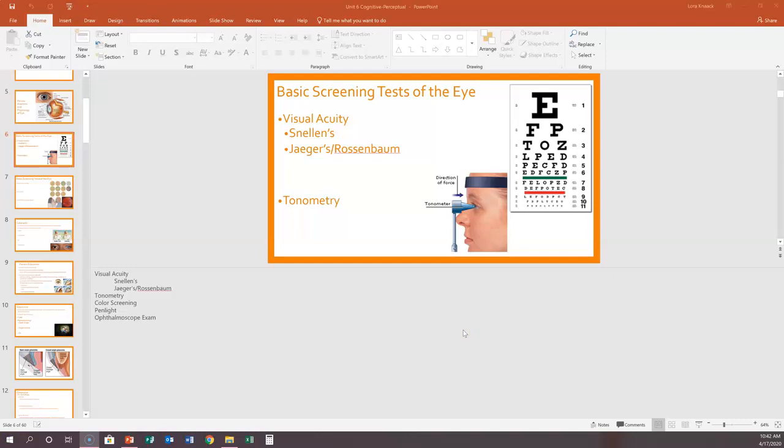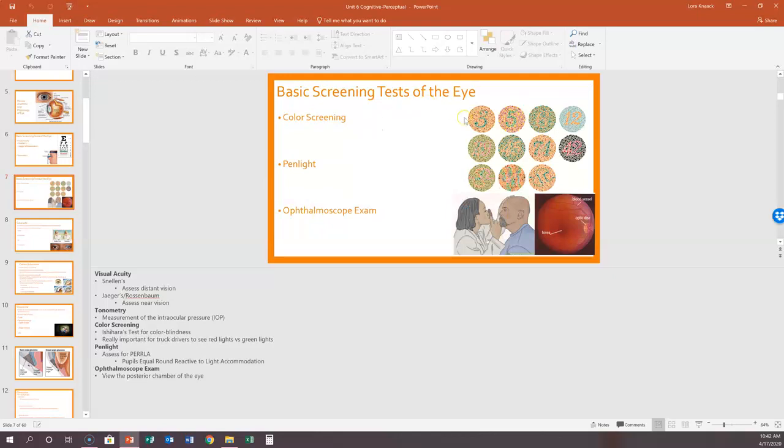So Snellen's would be distance acuity. The Jaeger and Rosenbaum are used for nearsighted acuity. These are little cards that you usually hold at a certain distance from your face and read. It tests if you need reading glasses or cheaters, or a prescription or bifocals. Tonometry is testing the pressure of the eye. We're looking for intraocular pressure, which we'll talk about with some diagnostics coming up.